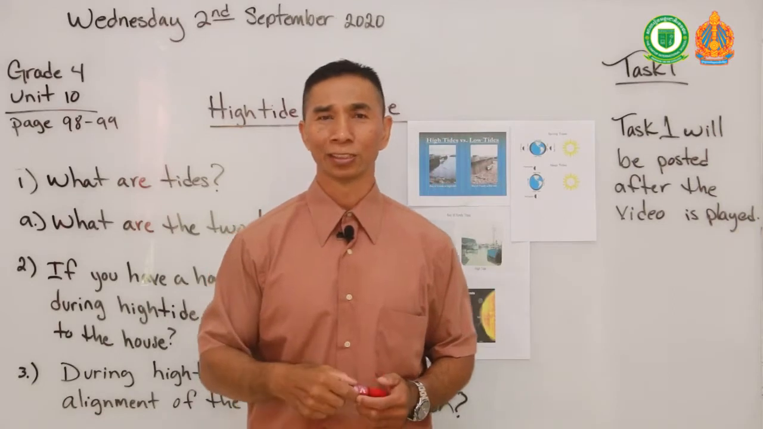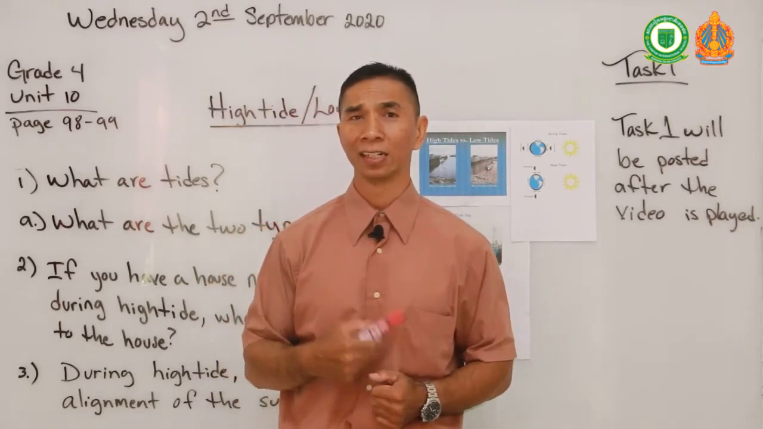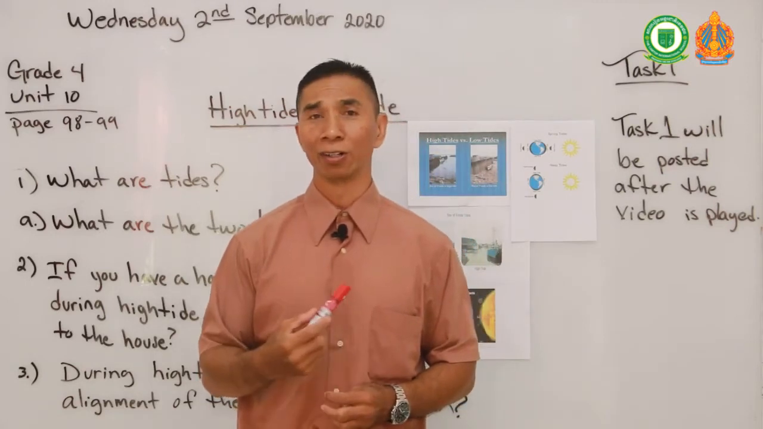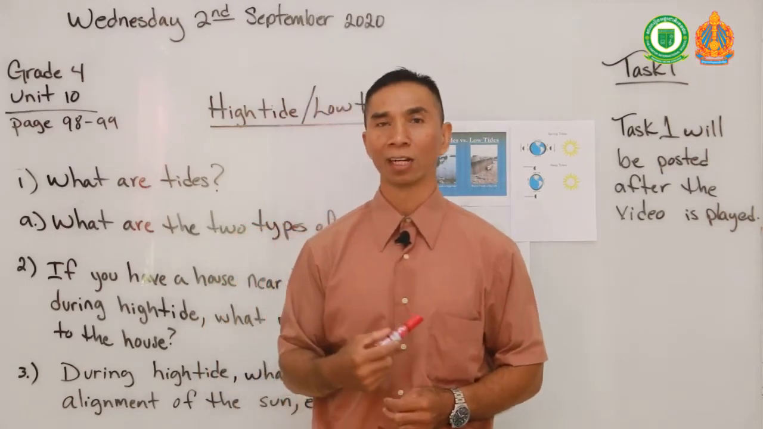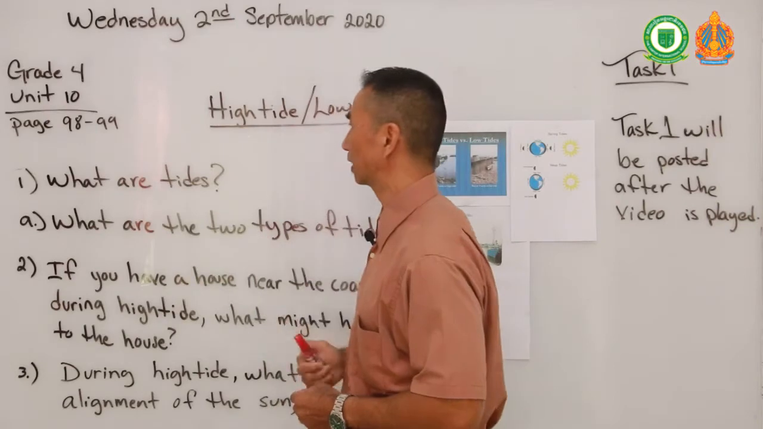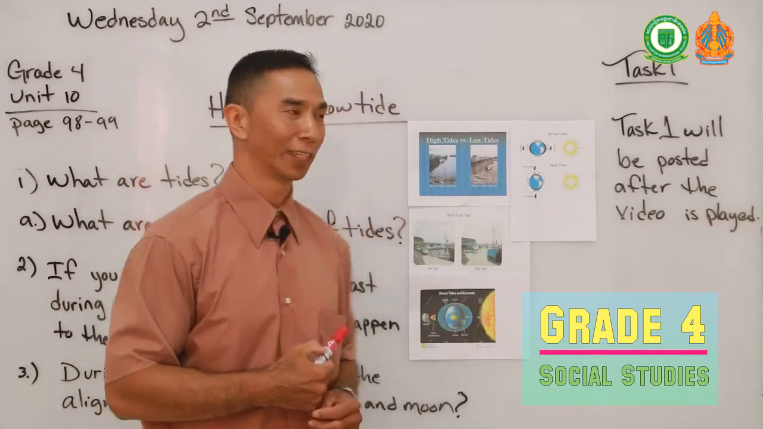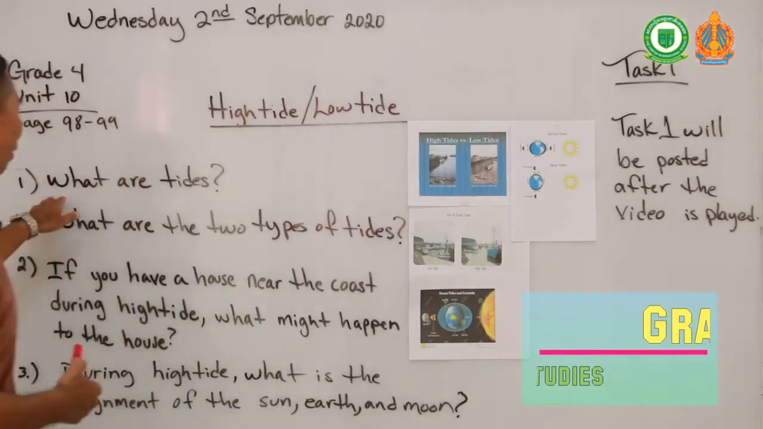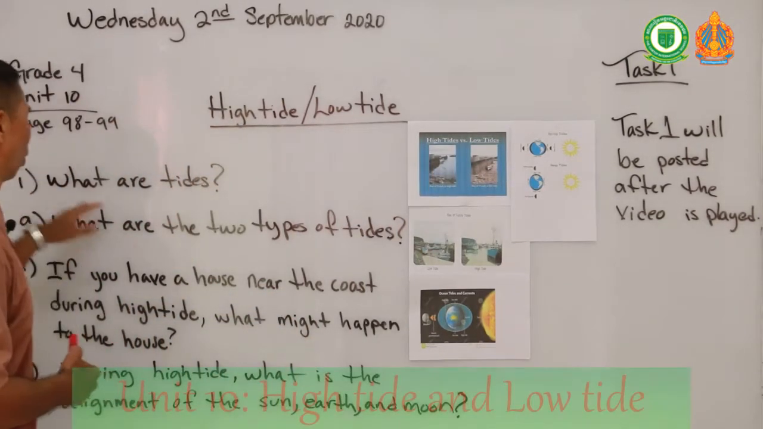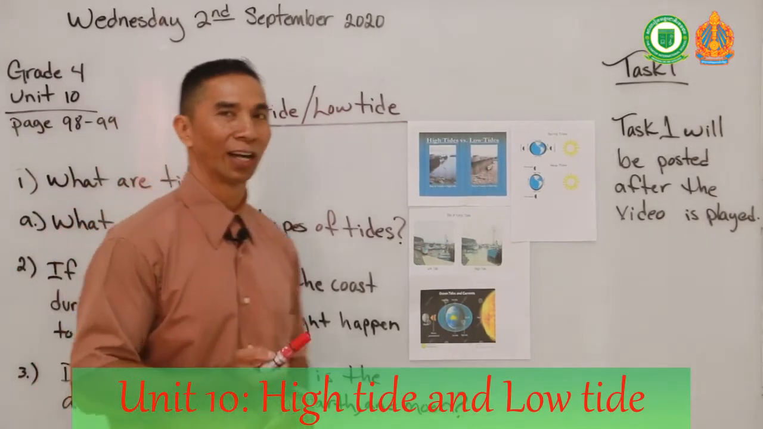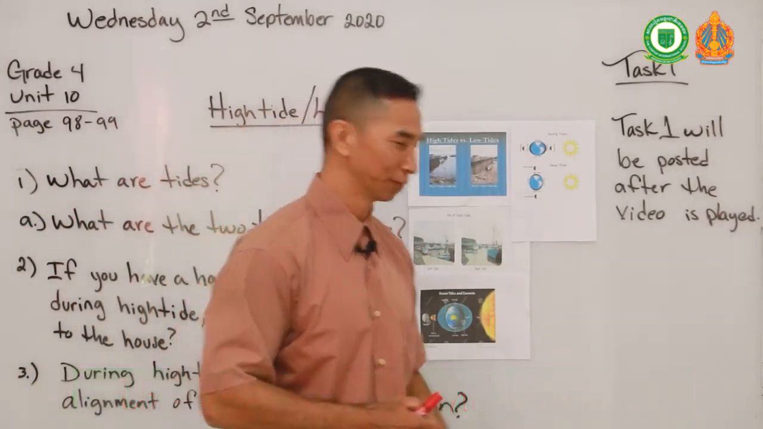Now, let me ask you this. What are high tides and low tides? Can you briefly explain that to me? You can post something on our Telegram post about high tides and low tides, what they are, and what you can do during these events. That is my first question to you for this lesson. What are tides? What are low tides and what are high tides? Can you give me some examples?